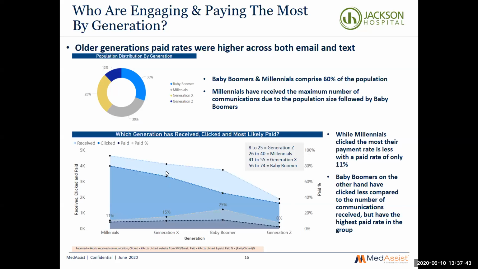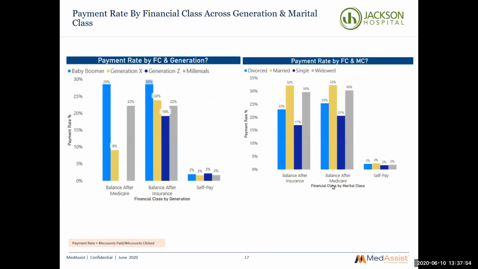Generally, younger generations click through at a higher rate than the boomers, but their payment results are not nearly as high. We then look at payment rate by financial class across generational and marital status. How do these impact the results? We studied how, again, regardless of account age, boomers outpay all other generations. We also studied how marital status impacts recoveries by financial class. And as expected, single patients, even single insured patients, lag significantly behind.